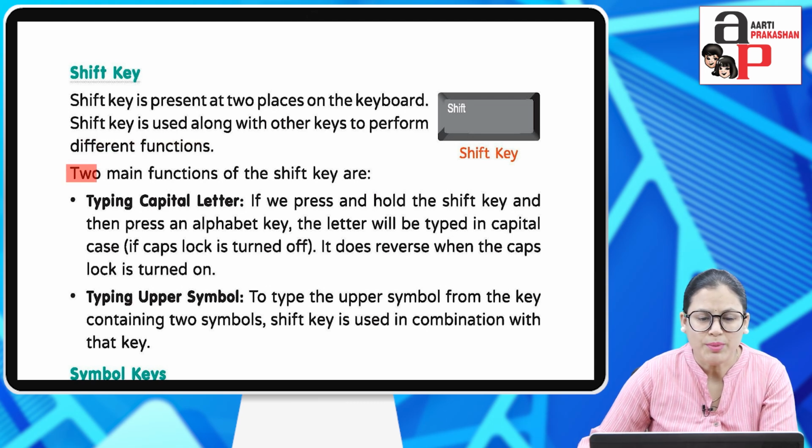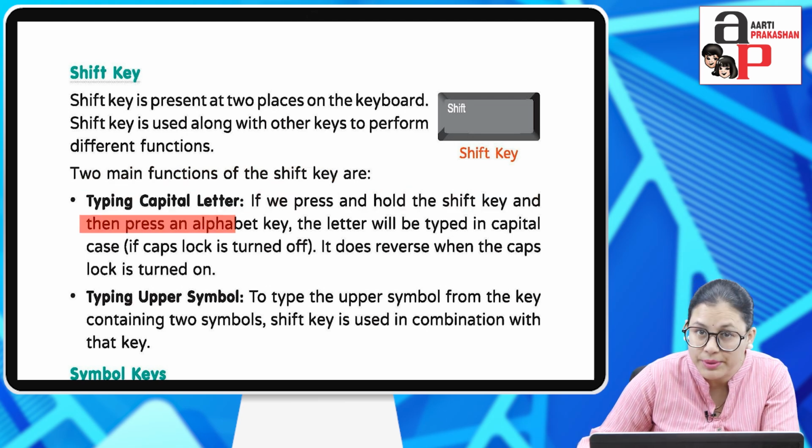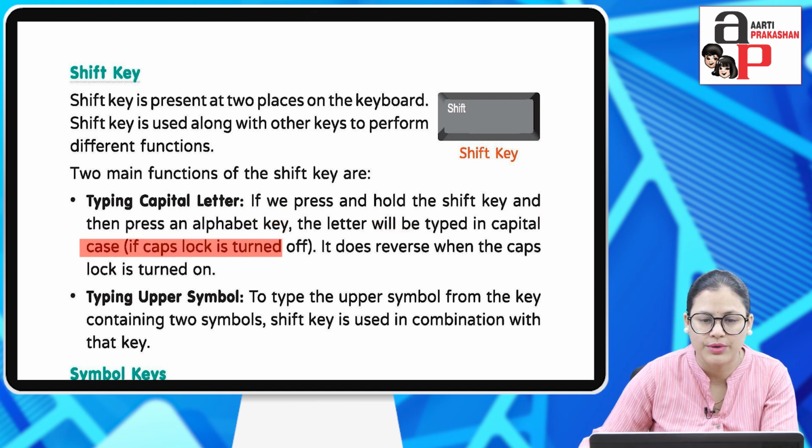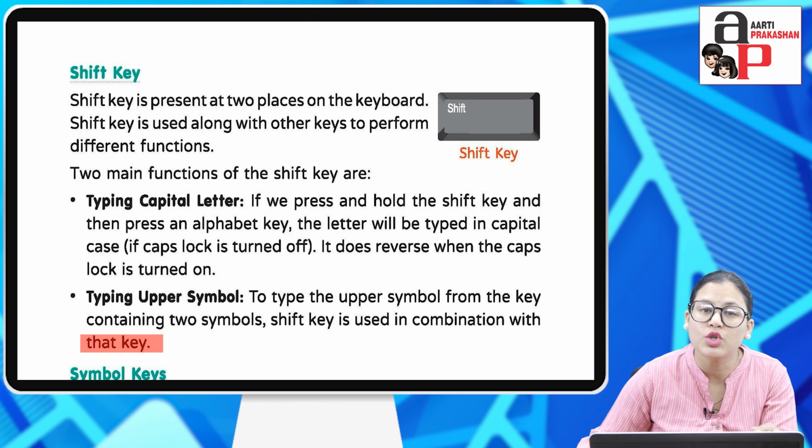Two main functions of the shift key are typing capital letter. If we press and hold the shift key and then press an alphabet key, the letter will be typed in capital case if the caps lock is turned off. It does reverse when the caps lock is turned on. Next function is typing upper symbol. To type the upper symbol from the key containing two symbols, shift key is used in combination with that key. So always remember, shift key is used in combination if you have to type the upper symbol.